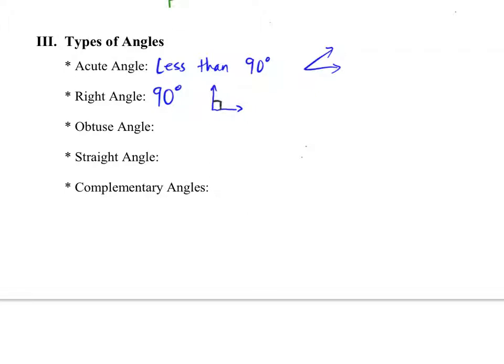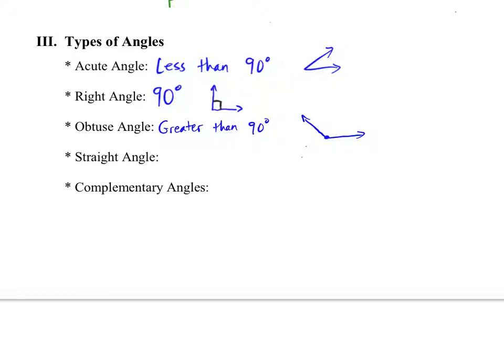And an obtuse angle is greater than 90 degrees. So then I'd go and try to draw something that's going to be larger than 90 degrees, maybe something like that. So greater than 90 degrees, something like that.